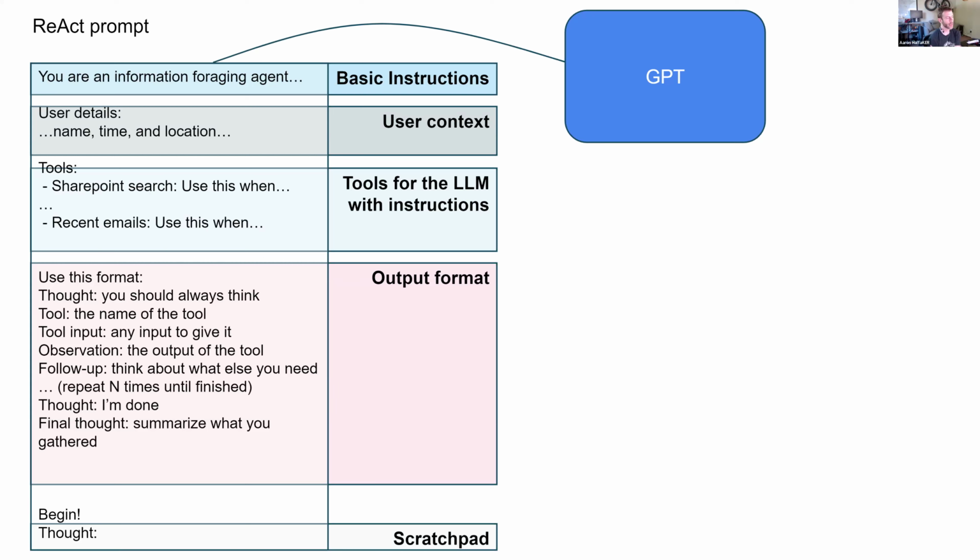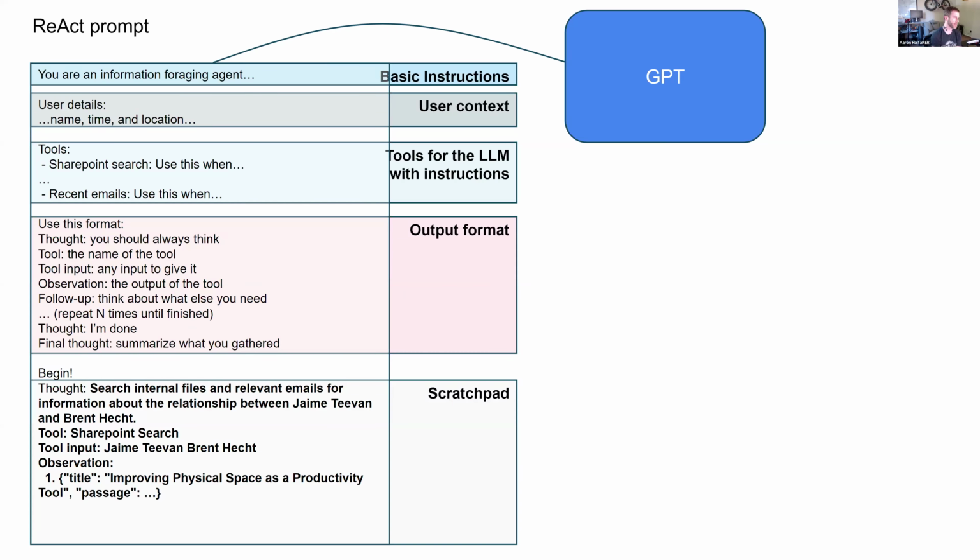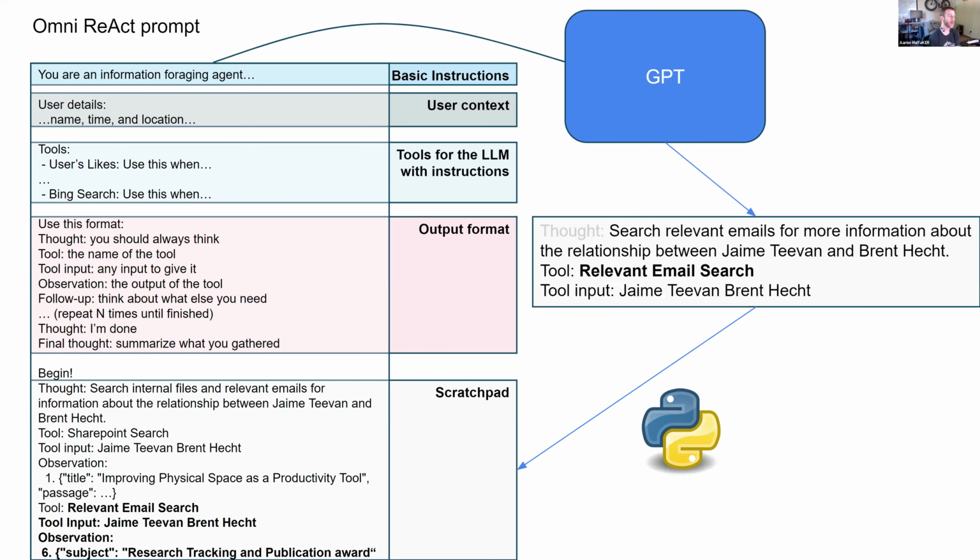How are Brent Hecht and Jamie Teevan related? These are two computer science researchers. And so the first thing it does is run a search for those two names, Jamie Teevan, Brent Hecht. And it gets some results. We stick those results at the end of the prompt. We run the prompt again inside of GPT. It can now see that it ran a search, and it can look at those results and come up with some new terms. And it can say, oh, well, I'm going to search a completely different tool. I'm going to search your email history.